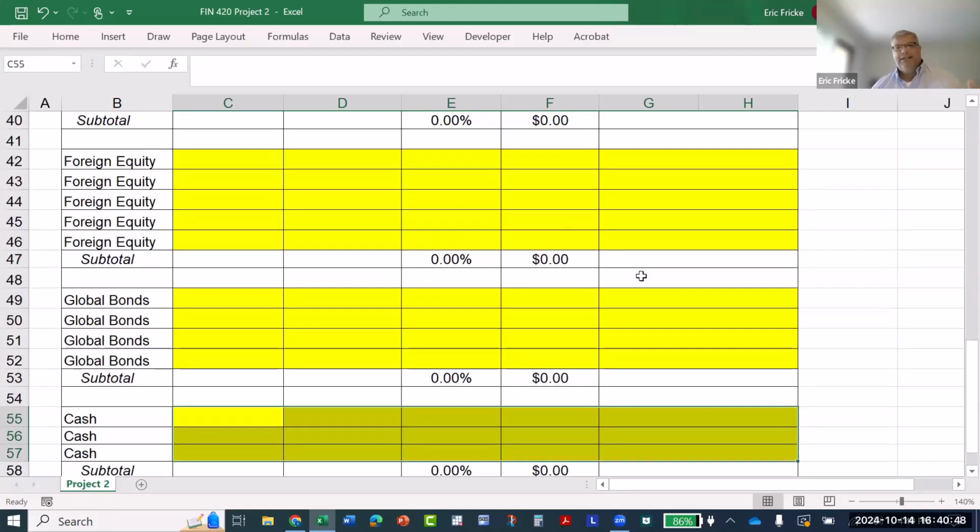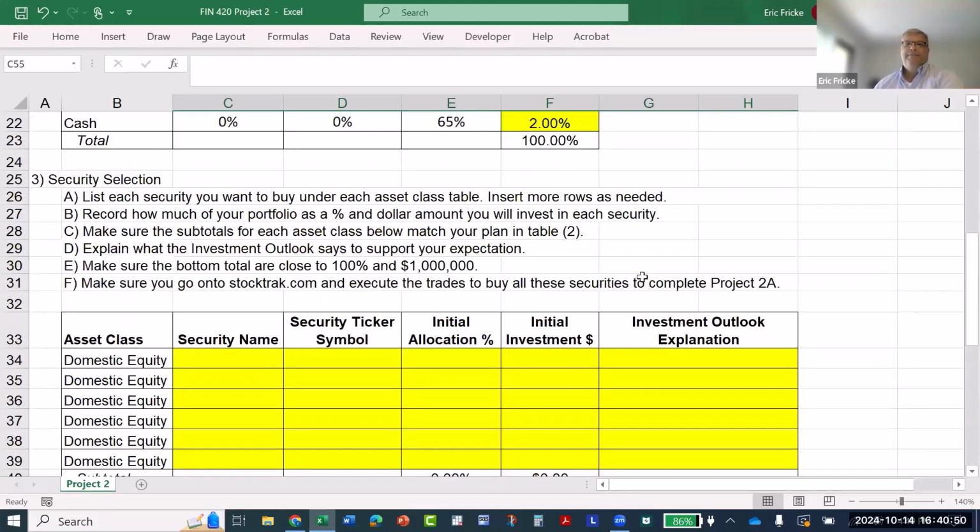Okay, so that's the spreadsheet. You're going to fill this whole thing out. Now let's go ahead and take a look at that report.